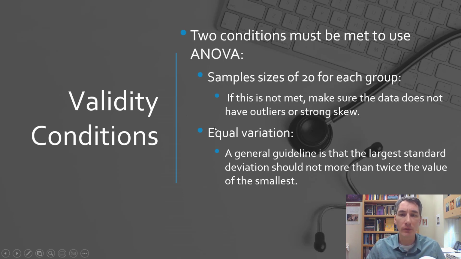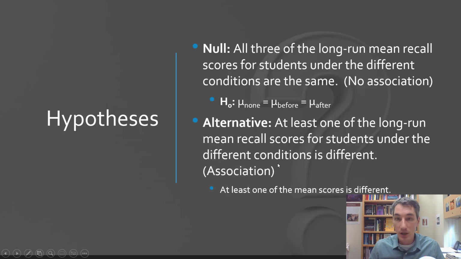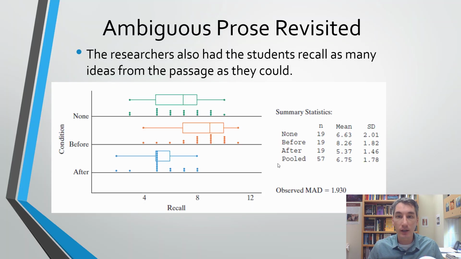But this is a new one. We've never seen this before. Equal variation. The guideline is we don't want the standard deviations to vary very much. If you go back and look at our data, you'll notice this standard deviation is 2, this one's 1.8, this one's 1.4. They're all pretty similar, okay?